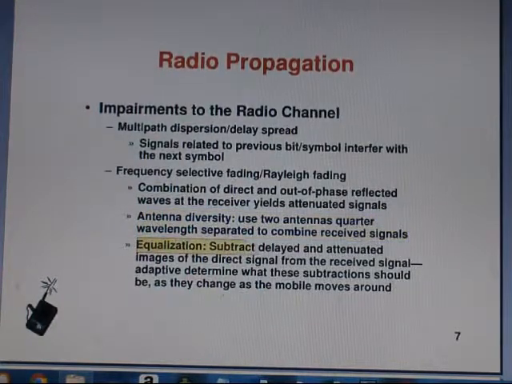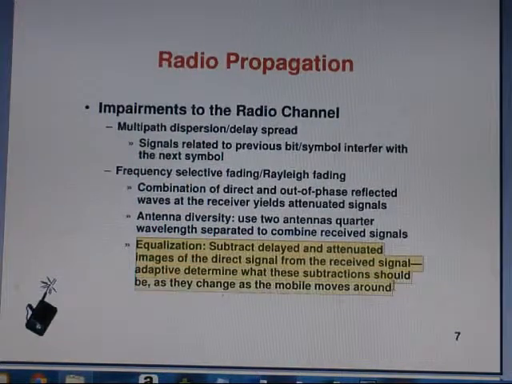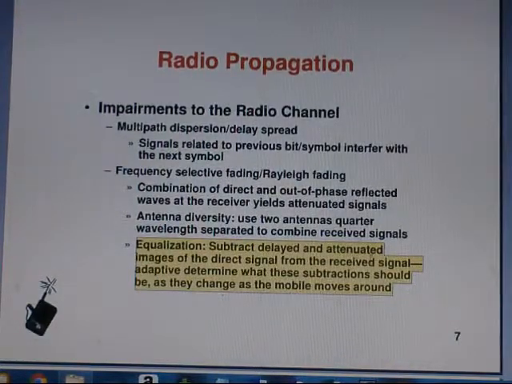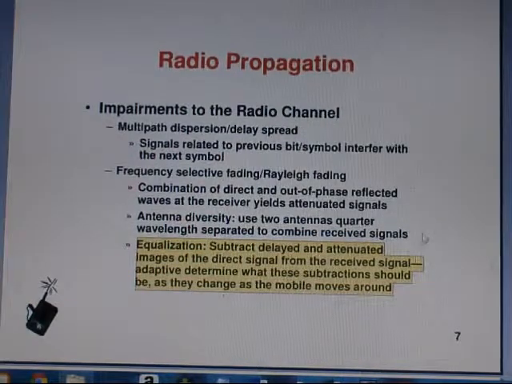Equalization subtracts the delayed and attenuated image of the direct signal from the received signal. Adaptive filters determine what these subtractions should be as they change while the mobile moves around. So this is the equalization. In this case, any delayed and attenuated image of the direct signal from the received signal has to be adaptive, and it also has to be determined and subtracted. In this way you can track the changes as the mobile moves around.